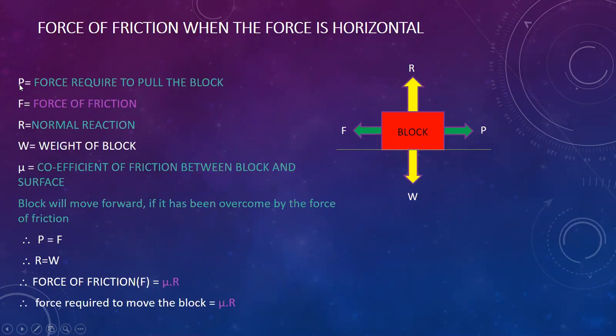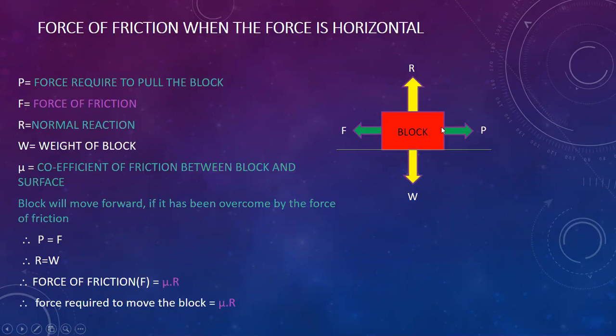P is the force required to pull the block, F is the force of friction, R is the normal reaction, and W is the weight of the block. When you place the block on a surface, there is a mu. What is mu? The coefficient of friction between the block and the surface. You have to find the force required to pull the block. That is the equation we need.